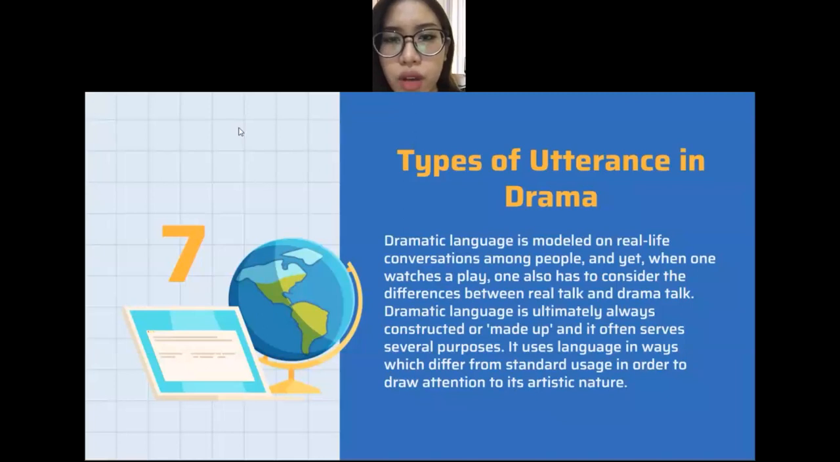Chapter 7, Types of Utterance in Drama. Dramatic language is modeled on real-life conversation among people. And yet, when one watches a play, one also has to consider the differences between real talk and drama talk. Dramatic language is ultimately always constructed or made up, and it often serves several purposes. It uses language in ways which differ from standard usage in order to draw attention to its artistic nature.